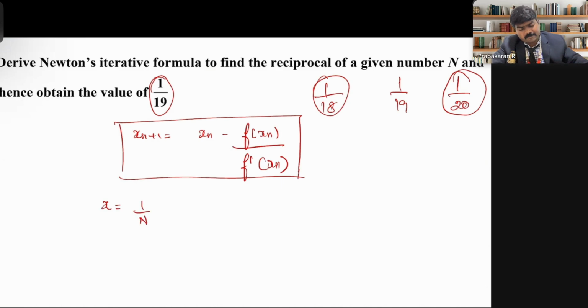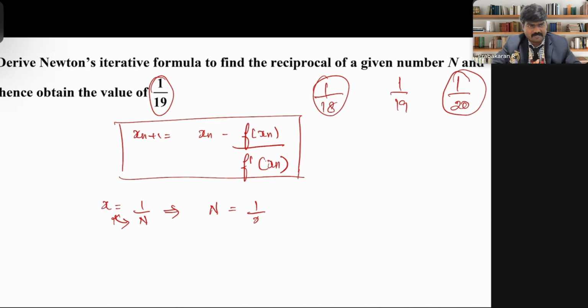Because we are trying to find the 1 by n value and we are not sure about it, I am taking x to represent the unknown value. So x equal to 1 by n. In the next stage, cross multiplying, we can take n equal to 1 by x.